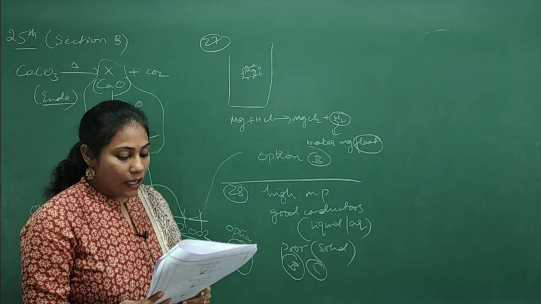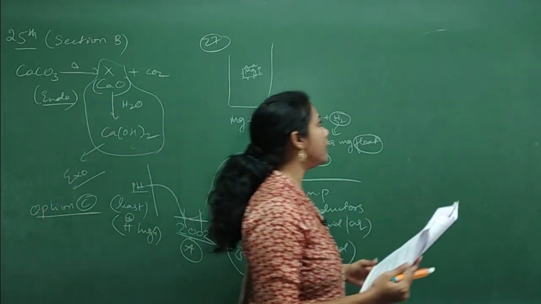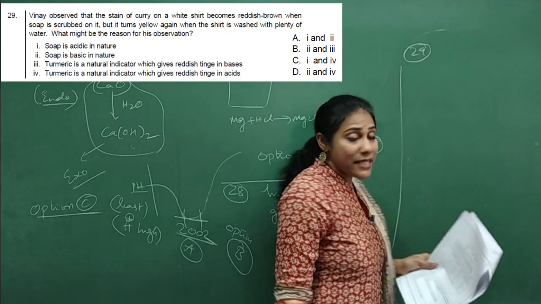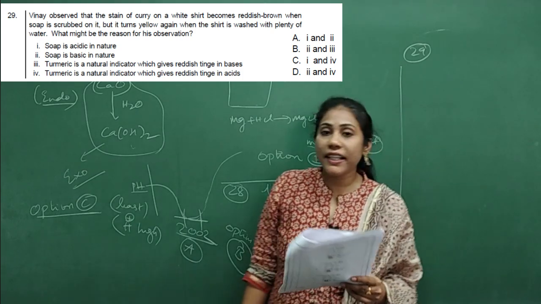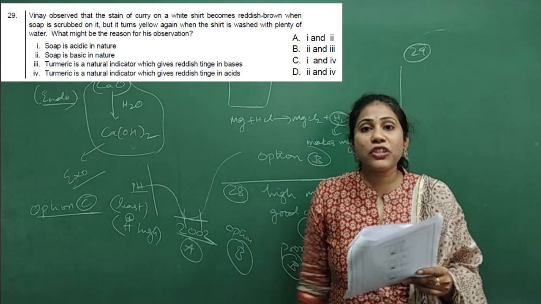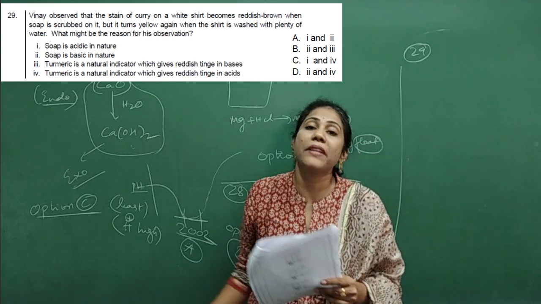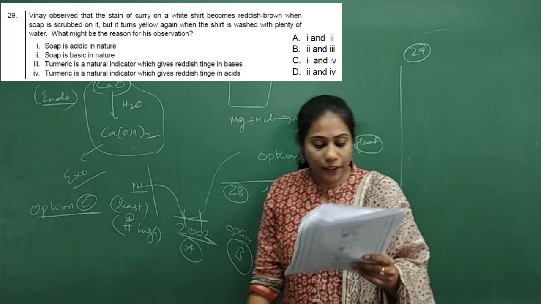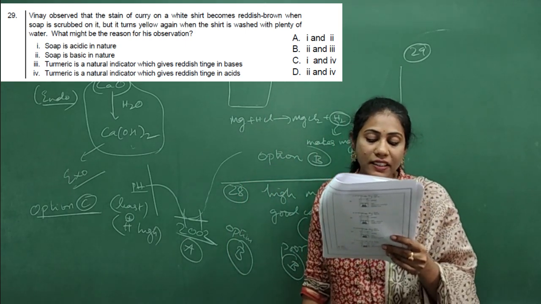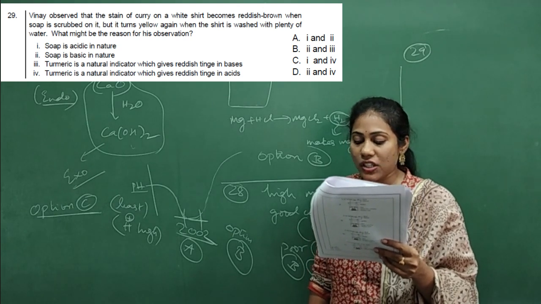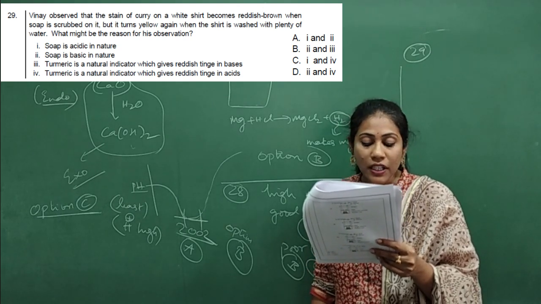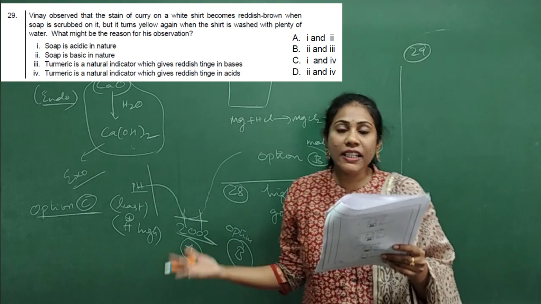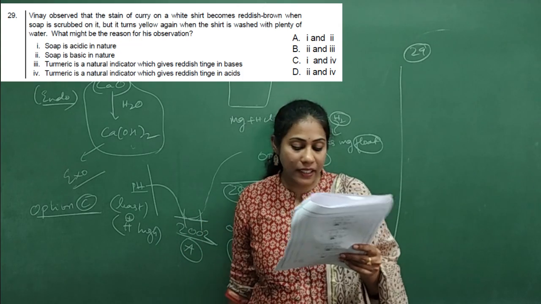Okay. And now coming to question number 29, guys. You must have studied that turmeric is a good indicator, right? It's a natural indicator that can tell you whether something is a base or acid, right? Remember this. And read out the question carefully. Vinay observed that the stain of curry on a white shirt becomes reddish brown when soap is scrubbed on it. So curry definitely will have some amount of turmeric, right?